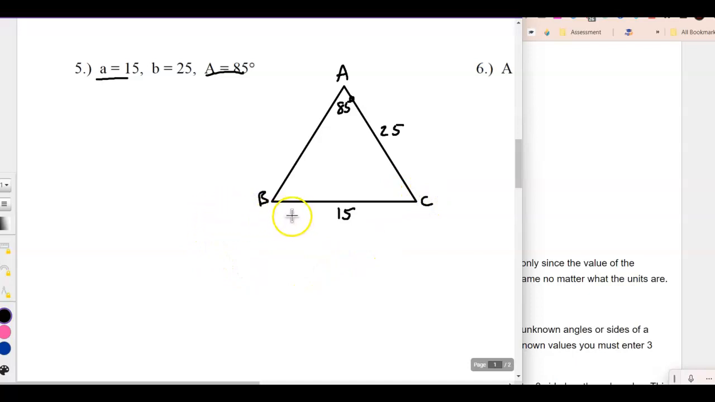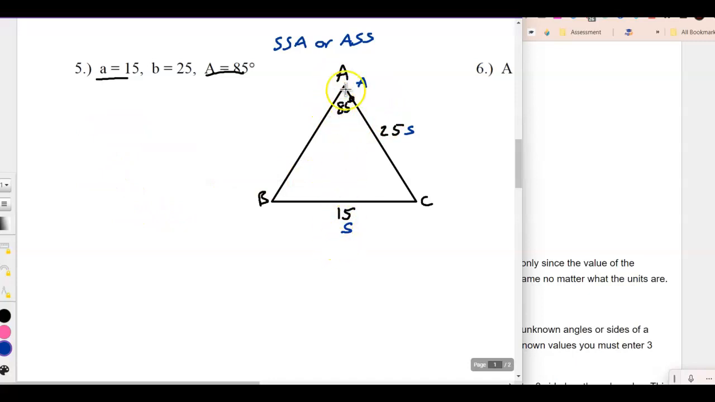All right, now you'll notice that this is a side-side-angle, which is really important. We saw that if you have side-side-angle, or angle-side-side, you can end up with no solution or two solutions because of this orientation. So we can use the law of sines here, but we have to be careful and check. So we'll go through that.